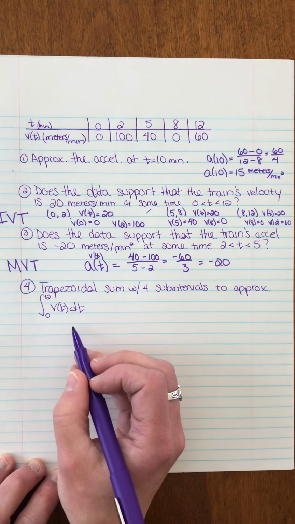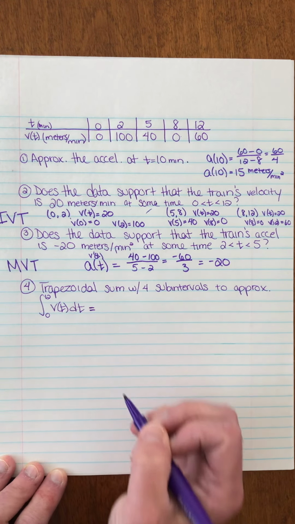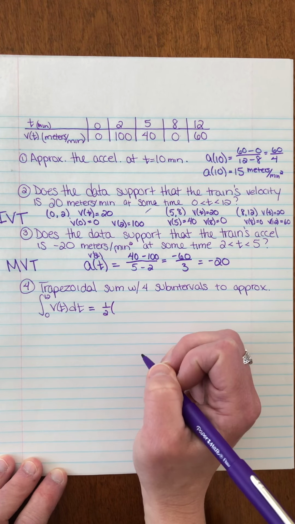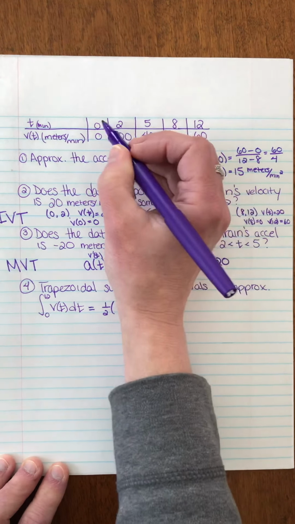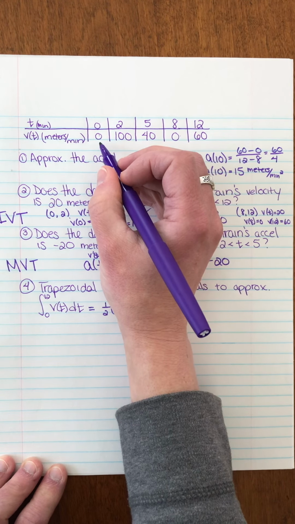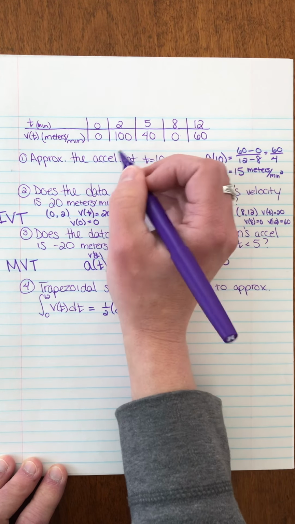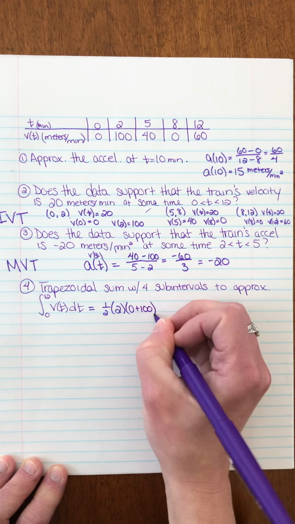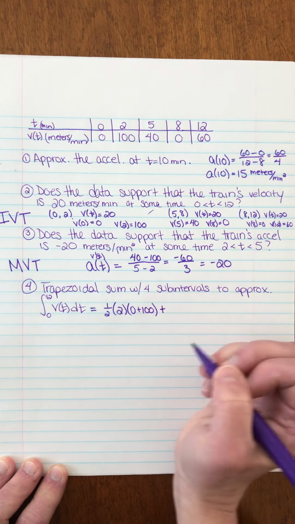All right, last one, the trapezoidal sum. Use that to approximate the integral from 0 to 12 of v of t dt with 4 subintervals. So trapezoidal sum is 1/2. Now we're going to do the distance between 0 and 2 is 2 times, now when we do left Riemann, we would pick 0. If we do right Riemann, we would pick 100. But because this is trapezoidal, we're going to do 0 plus 100 because we're doing the 1/2 base 1 plus base 2. All right, plus.